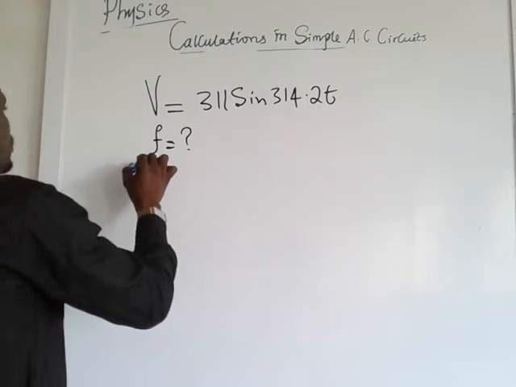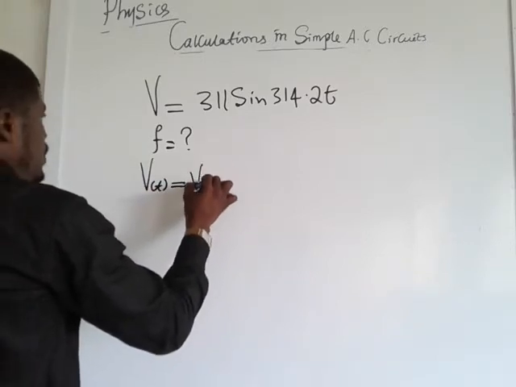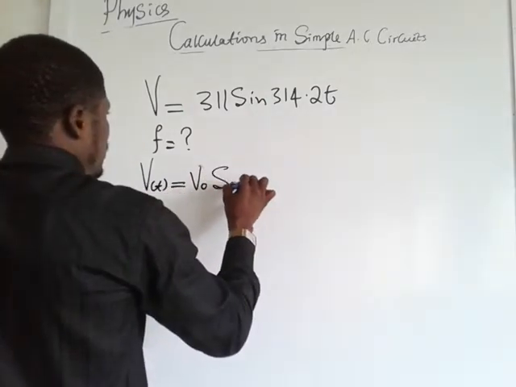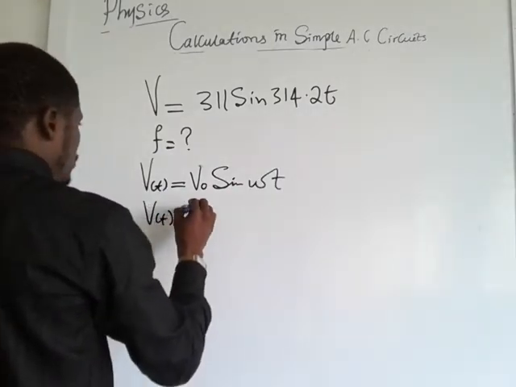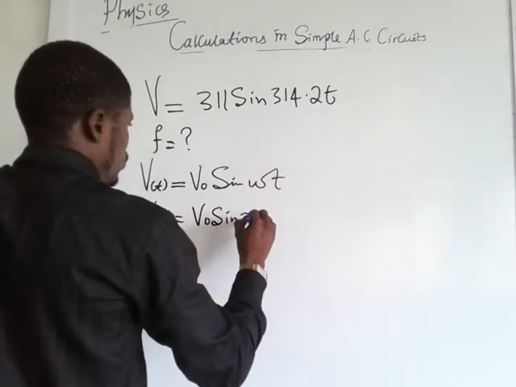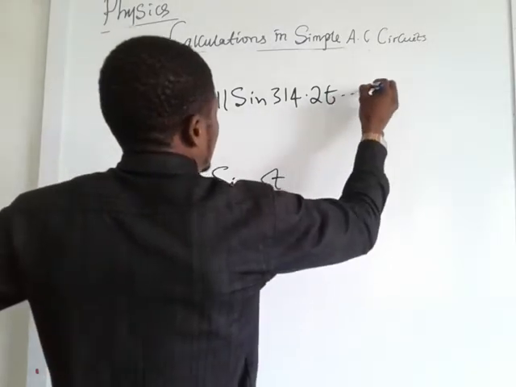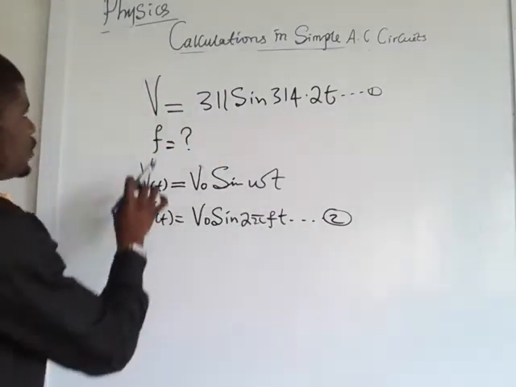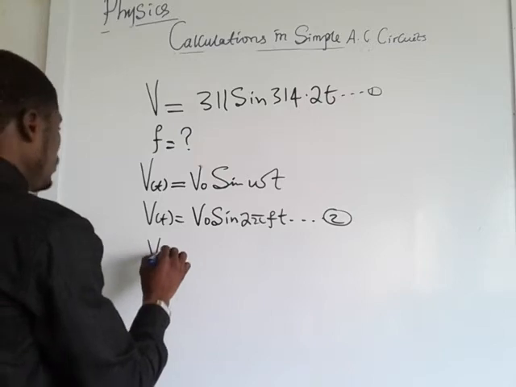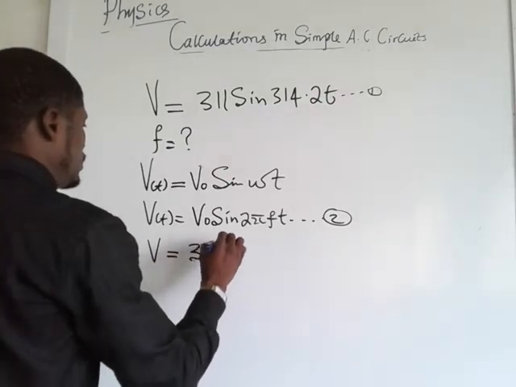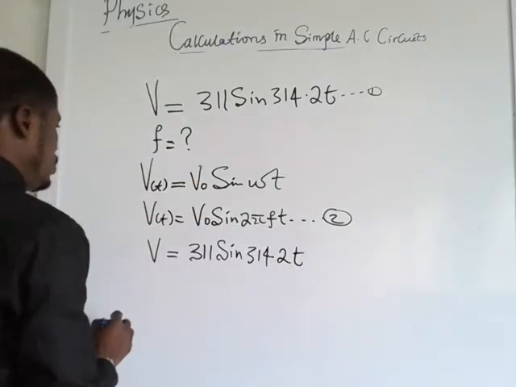What do we do? Now, the instantaneous voltage at time t is generally given as V naught sine omega t. This is the same thing as Vt is equal to V naught sine 2 pi ft. Let's call this equation number 1, equation number 2. So we solve this by comparing equation 1 with equation 2. You bring down this, so you have V is equal to 311 sine 314.2t.